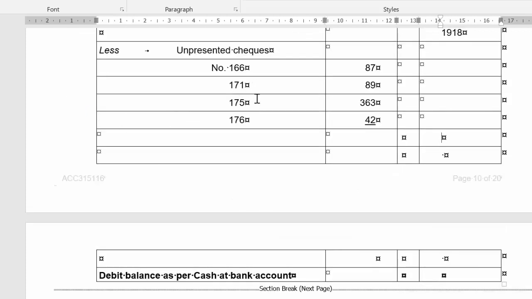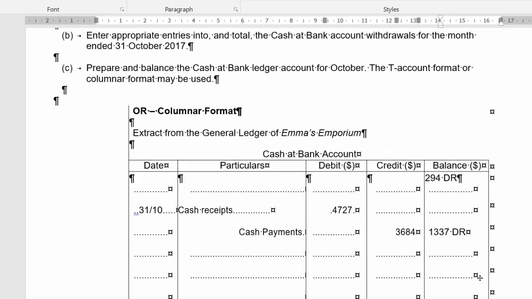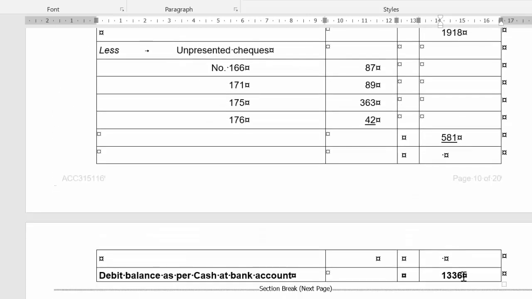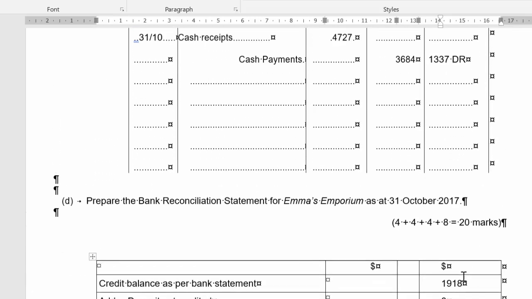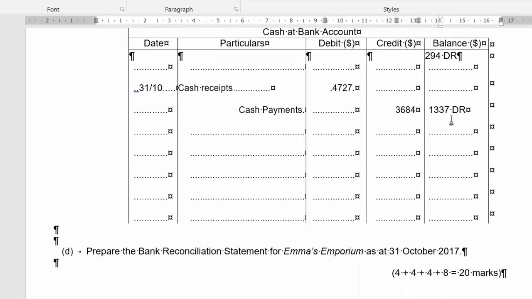Okay, I've got the other unpresented checks from my cash payments journal. I'm going to total those up, and I get 581. And I'm going to now take that away from there, and I get 1336, and there we are. That's the final balance. So debit balance as per cash at bank account 1336. That agrees with that there, and that means we've done it correctly, and we're all done.